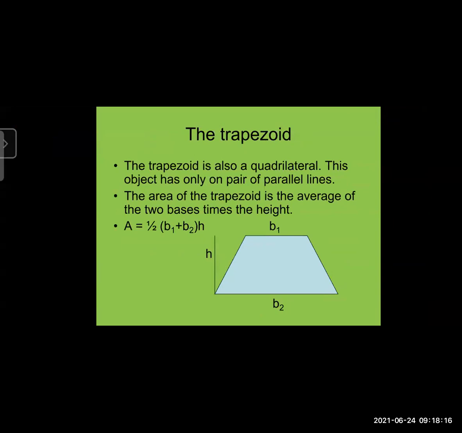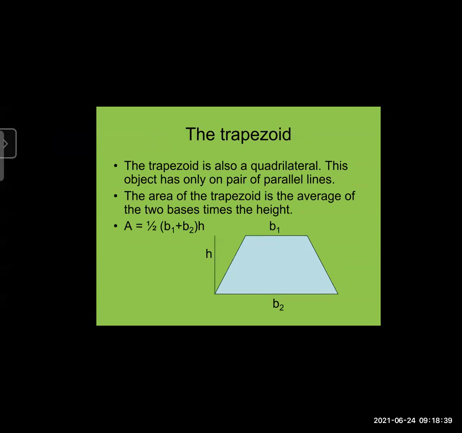Now, trapezoid. Trapezoid is a type of quadrilateral. This object has only one pair of parallel lines. Only one pair of parallel lines. So see, B1 and B2 are parallel. Clear? So here we find the area of the trapezoid.